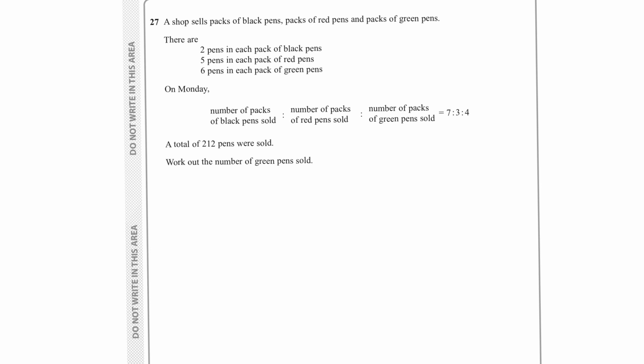So if we know that 7 packs of black pens were sold, and we know in 1 pack of black pens there's 2 pens, that means there's a total of 2 times the ratio of 7 for black pens, which would be 14. So we know 14 for the black pens sold in total. Number of red pens sold would be 5 times 3, which is 15. And number of green pens would be 6 times 4, which is 24. So essentially that is our ratio in terms of number of pens.